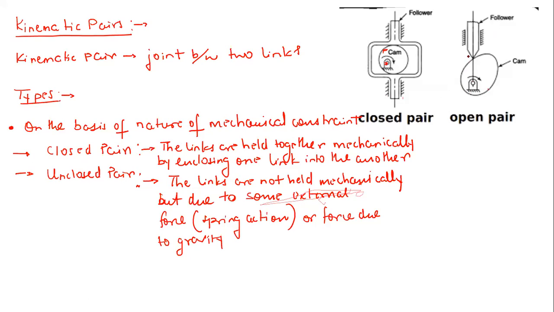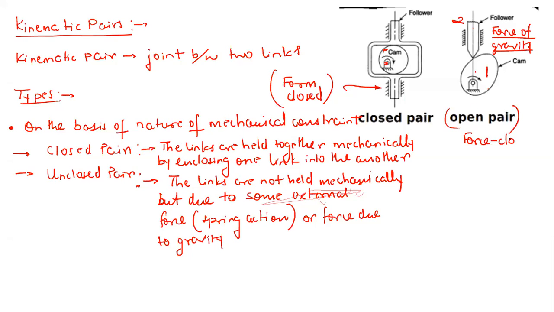Now if you come to this one, you don't see any such arrangement. If you consider this cam as link 1 and this follower as link 2, you can see that these two are in contact due to force of gravity. The contact between the two links is only due to force of gravity. Such pairs are called open pairs. Generally, the closed pair is also referred to as form closed, and this one is referred to as force closed.